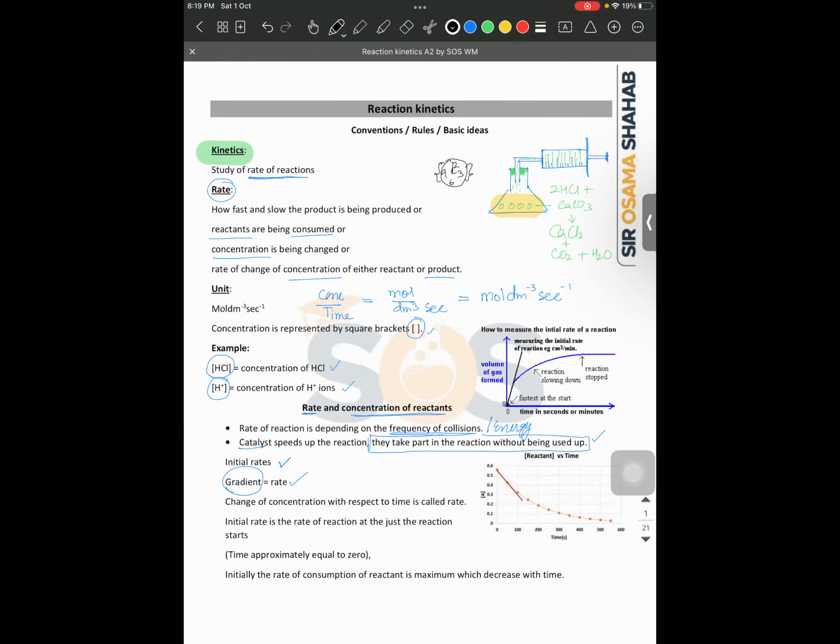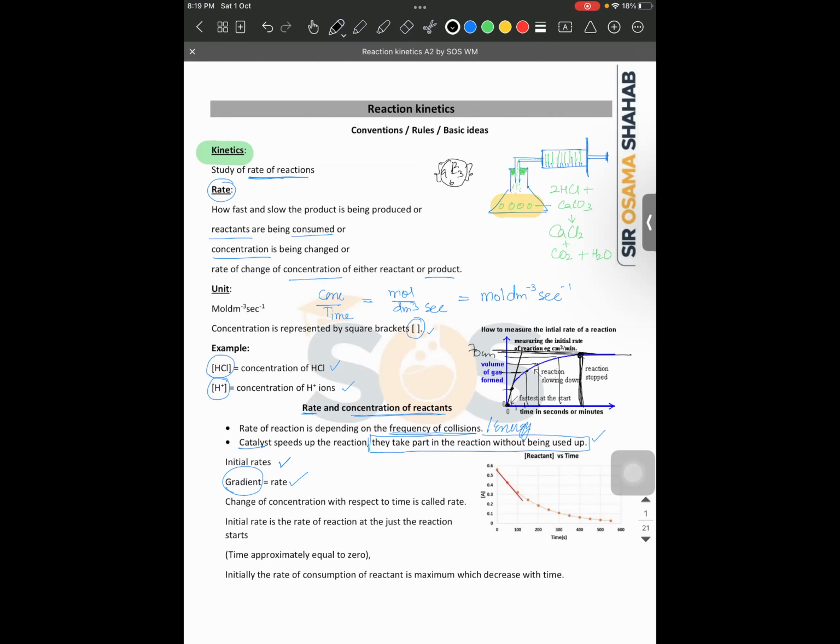For example, at time 0, I have 0 volume of gas, right? But when the time increases, the volume of the gas increases, time increases, volume of gas increases. And at the point when the graph becomes horizontal, or straight, this shows that the reaction is over at this time. And this is the maximum volume of the gas which is going to be produced over here.